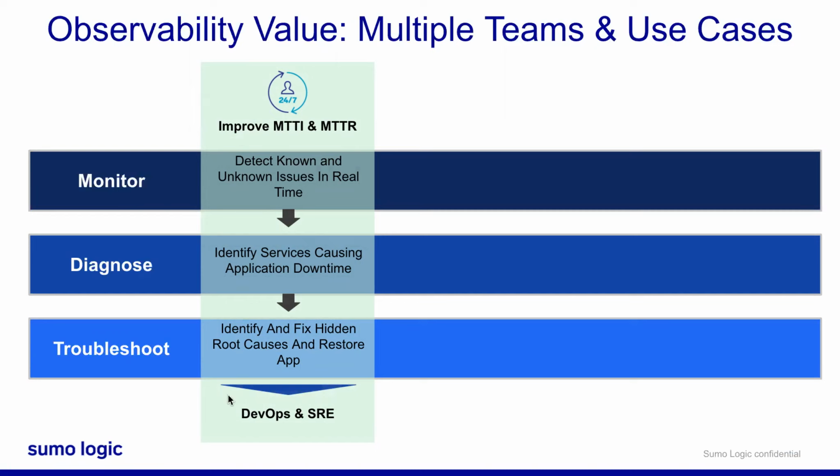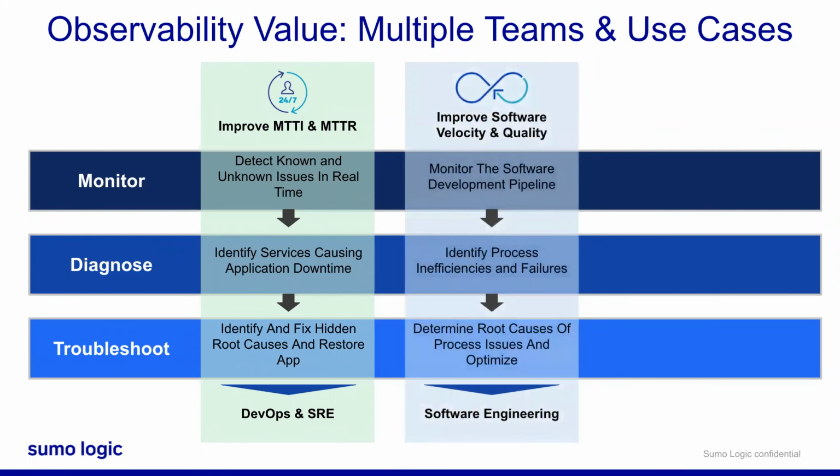The SRE and DevOps team, those people that are responsible for monitoring the health of applications, need observability so they can quickly monitor, diagnose, and troubleshoot those application health issues. Observability is also going to help the software engineer on the team, or multiples on the team, depending on how many you have, by providing visibility into the software pipeline. By collecting information about the software pipeline and identifying issues with the software delivery process, teams can improve the quality as well as the delivery of their application.